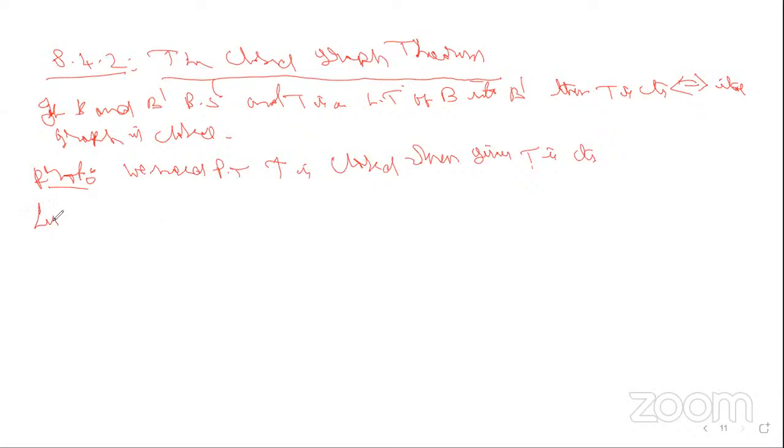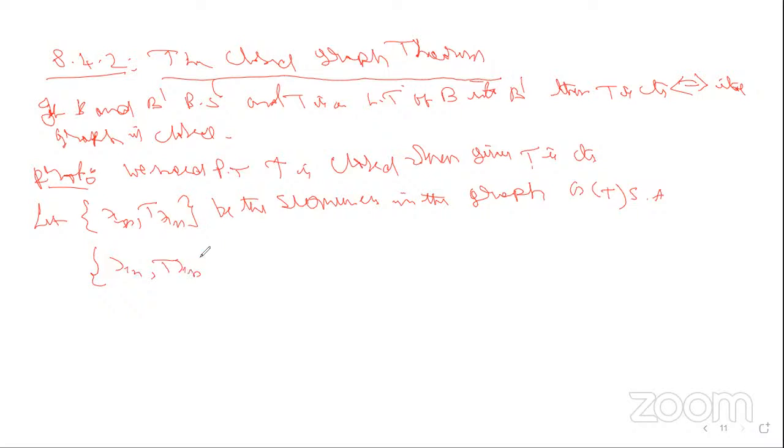So let (xn, T of xn) be a sequence in the graph G of T such that (xn, T of xn) tends to (x, y), which belongs to B cross B dash.